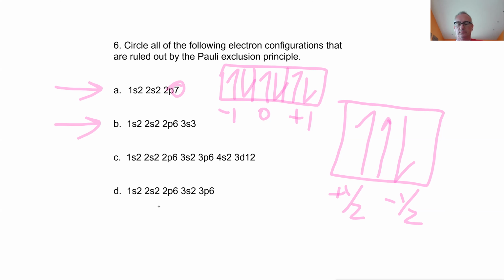All right, what about the second one? There shouldn't be 3 electrons in the S. That's right. Because this is basically an S orbital here. There's only 1 orbital in an S subshell, and there's only room for 2. There's no room for this third one. And so this doesn't work. Excellent. What about the third one?